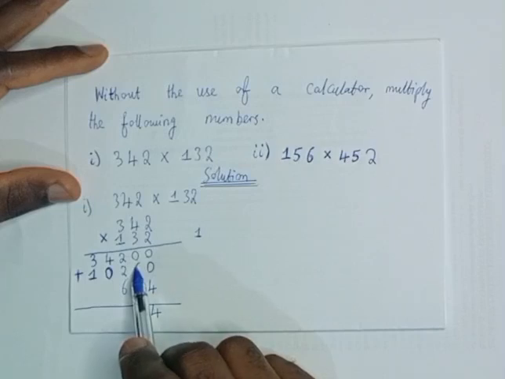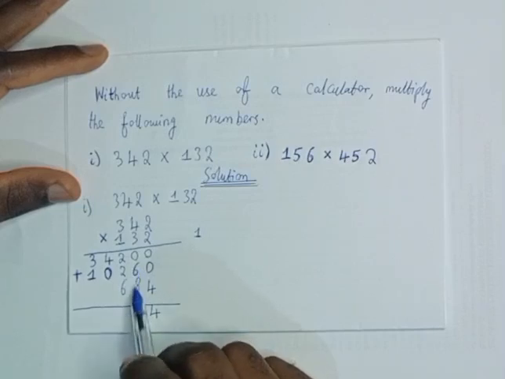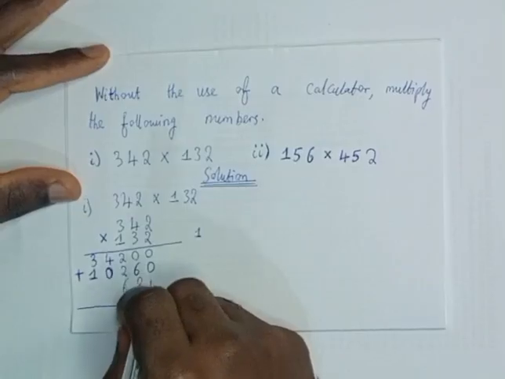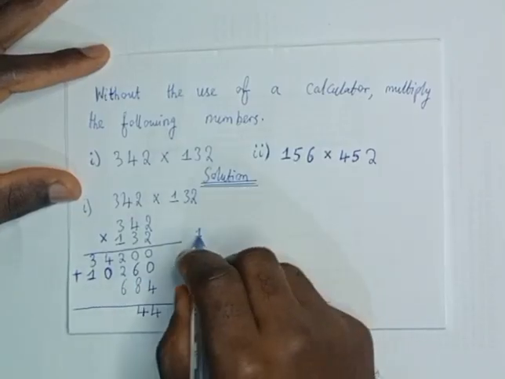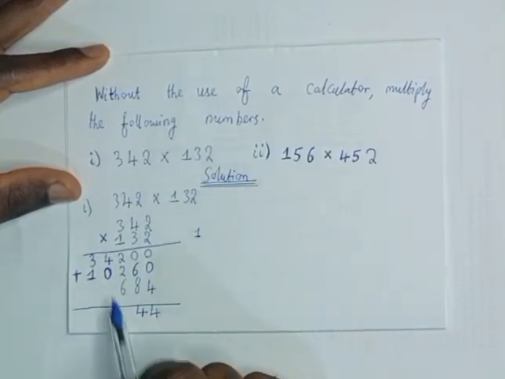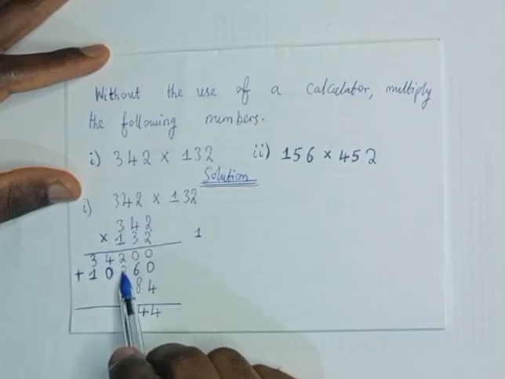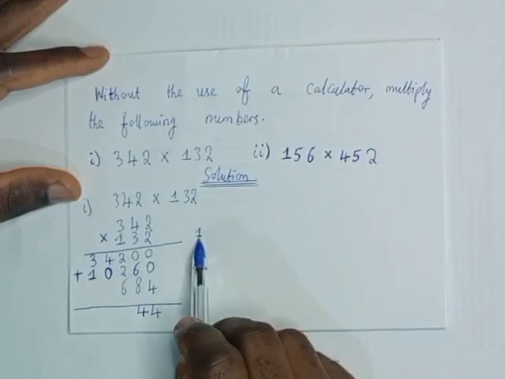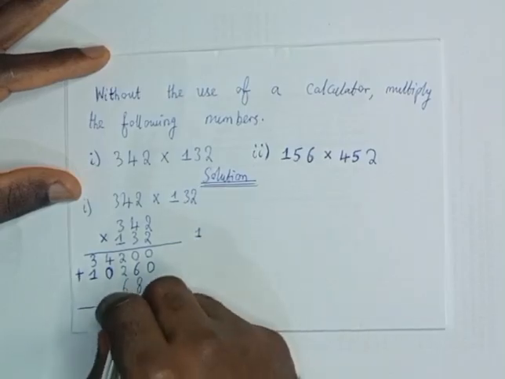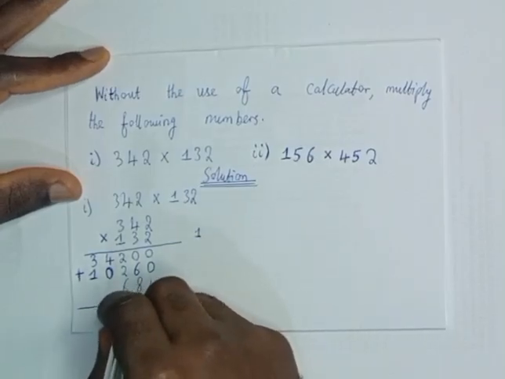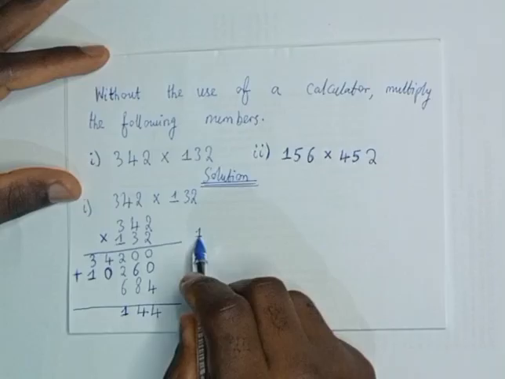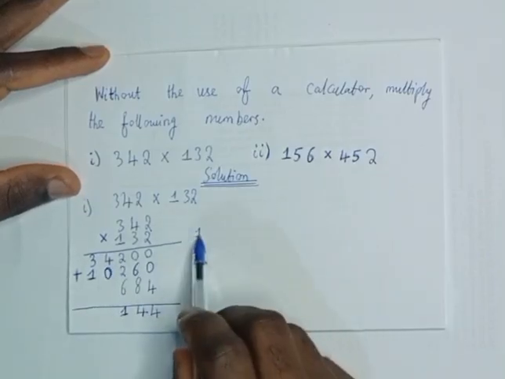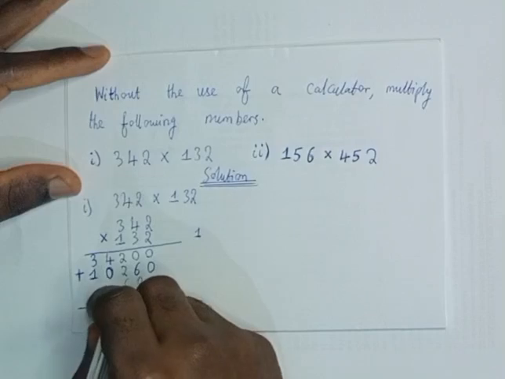0 plus 6 remains 6. 6 plus 8 it gives us 14. We are going to write down 4. Then we carry 1. 2 plus 2 gives us 4, plus 6, 10, plus 1 we carried, it gives us 11. We are going to write down 1, and we carry the 1, the number 11. 4 plus 0 remains 4, plus 1 gives 5, we write down 5.